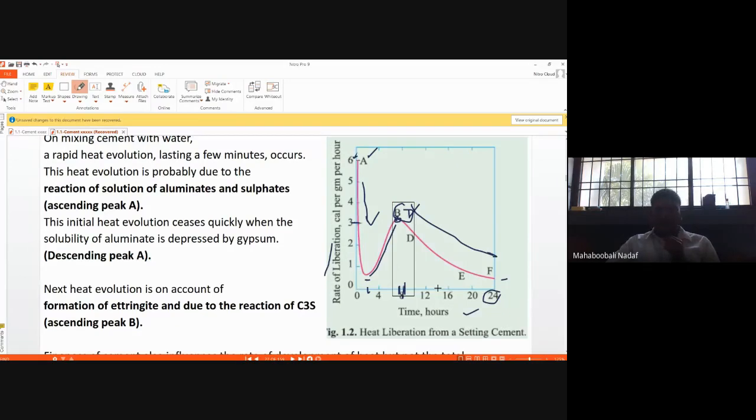Okay? So now, what are the compounds which will react first, what are the compounds which will start reacting at the second stage, and what are the compounds which will start reacting at the third stage? Those things we are going to discuss.